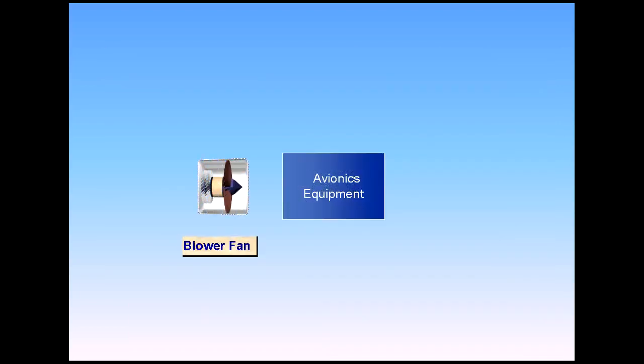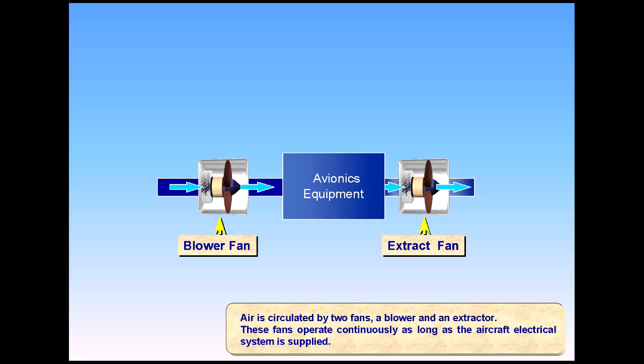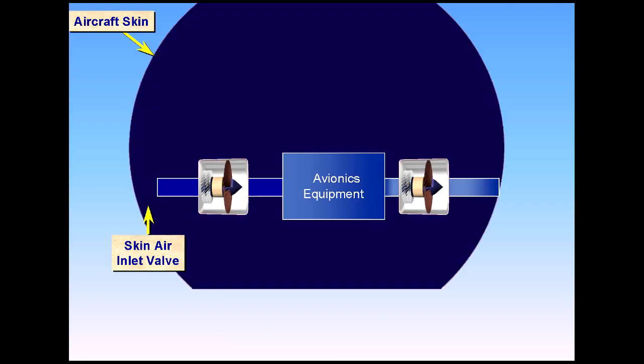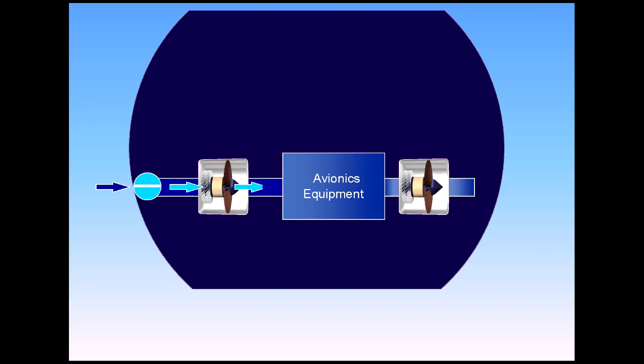Air is circulated by two fans, a blower, and an extractor. These fans operate continuously as long as the aircraft electrical system is supplied. On the ground, provided the ambient air temperature is above a specified value, air is taken from outside the aircraft via a skin air inlet valve. The air is blown through the avionics equipment, extracted, and then discharged overboard via an extract valve. This is known as open circuit configuration.